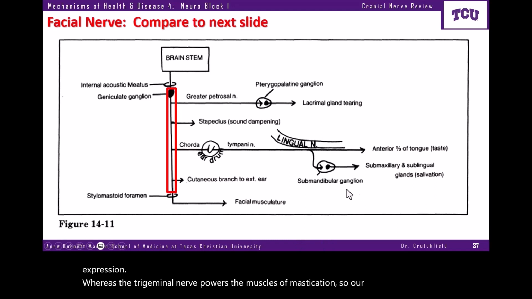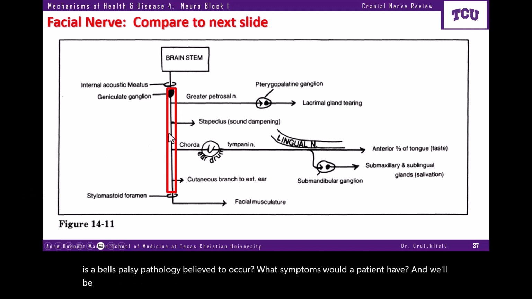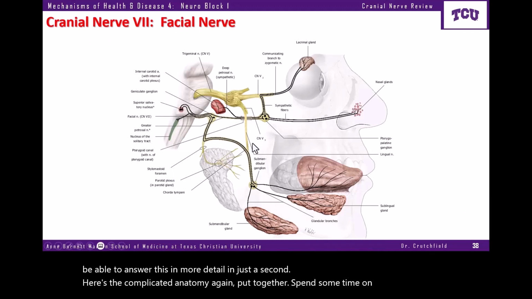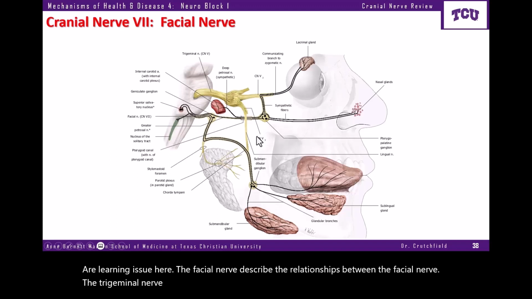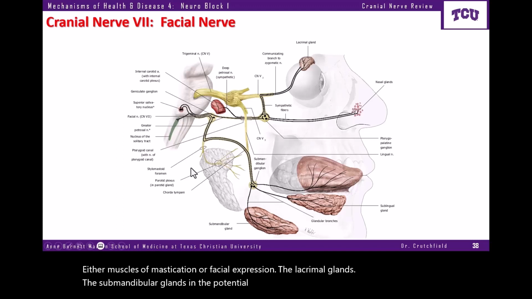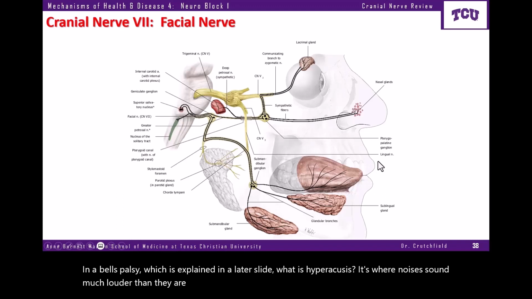So our learning issue: where is a Bell's palsy pathology believed to occur? What symptoms would a patient have? And we'll be able to answer this in more detail in just a second. Here's the complicated anatomy again put together. Spend some time on this image until it's clear for you. Our learning issue here regarding the facial nerve: describe the relationships between the facial nerve, the trigeminal nerve, and their various functions, as they are related to facial expression, taste, either muscles of mastication or facial expression, the lacrimal glands, the submandibular glands, and the potential for hyperacusis in a Bell's palsy, which is explained in a later slide. What is hyperacusis? It's where noises sound much louder than they are and can also be a ringing in the ears, like tinnitus.